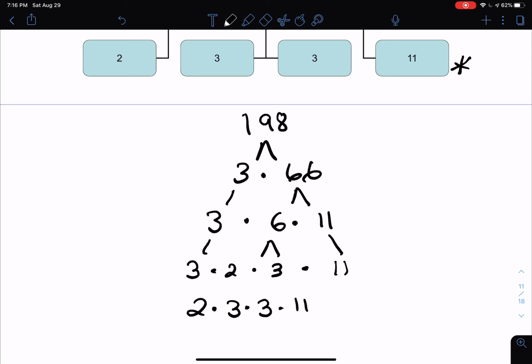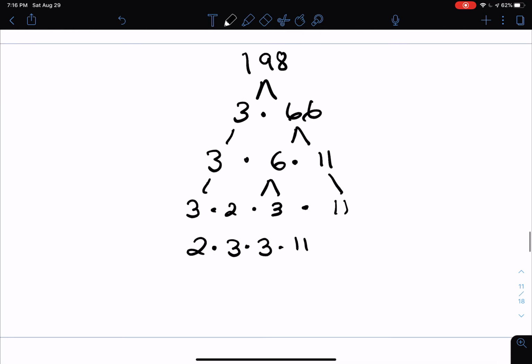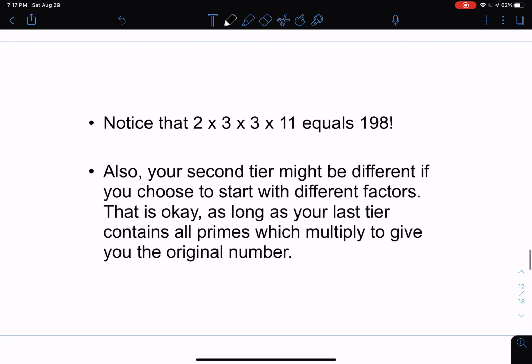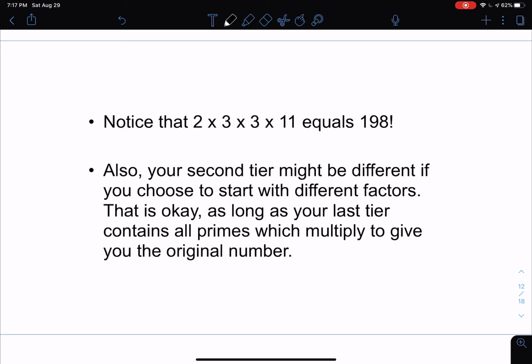Just avoid using 1. That's not going to get you anywhere. I would not have started with 1 times 198. That would have just been a waste of time. I would have not done 1 times 66 or 1 times 6 anywhere in there because that would have wasted my time. So notice that 2 times 3 times 3 times 11 is 198. Also, your second tier could be different if you choose to start with different factors, and that's okay.